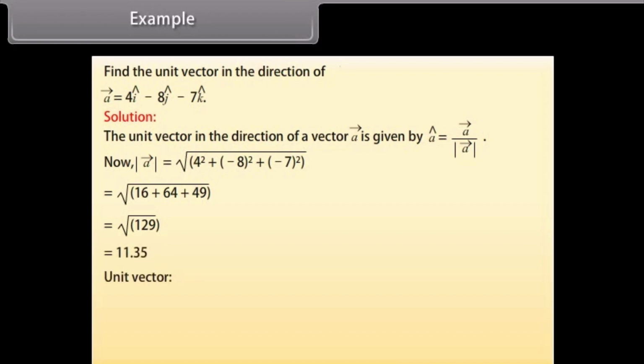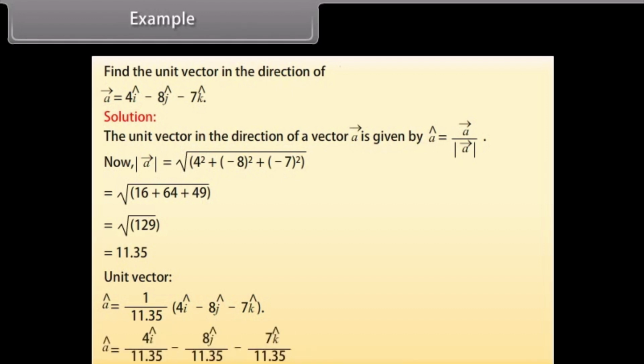Unit vector A equals 1 by 11.35 into 4 cap I minus 8 cap j minus 7 cap k. Unit vector A equals 4 cap I by 11.35 minus 8 cap j by 11.35 minus 7 cap k by 11.35.